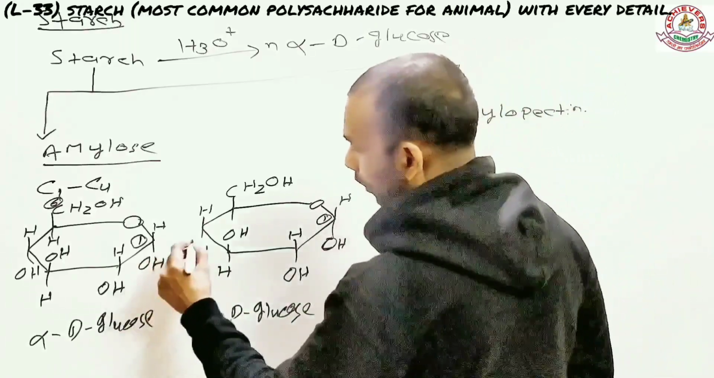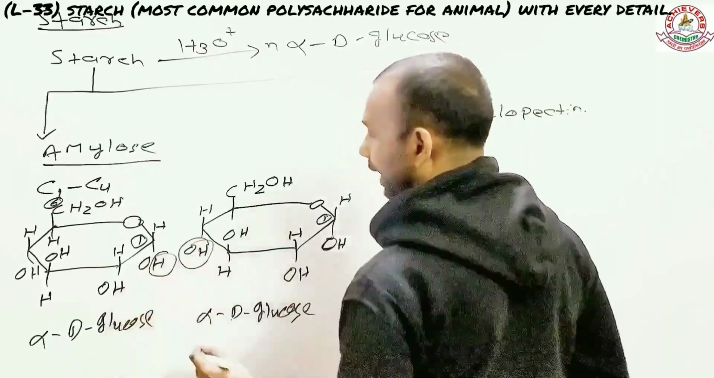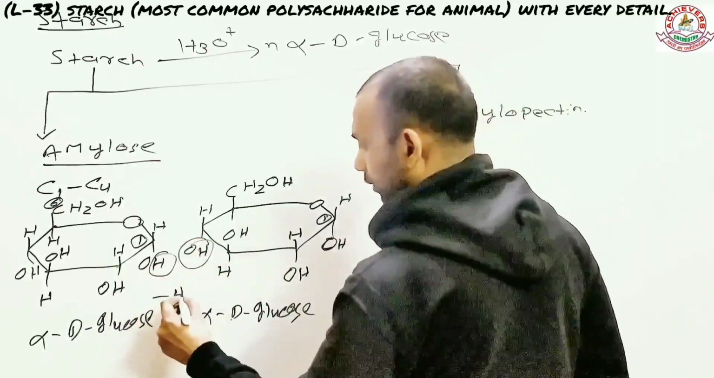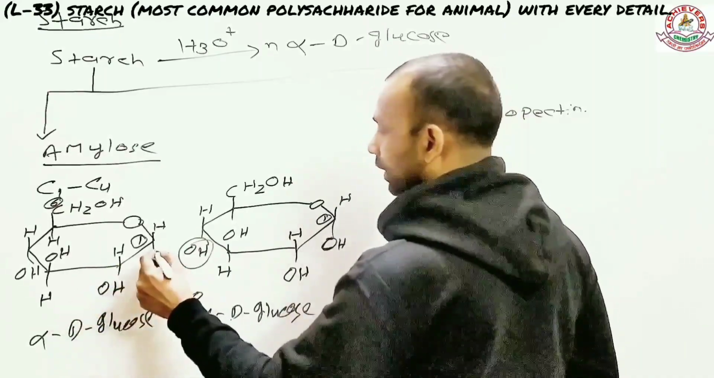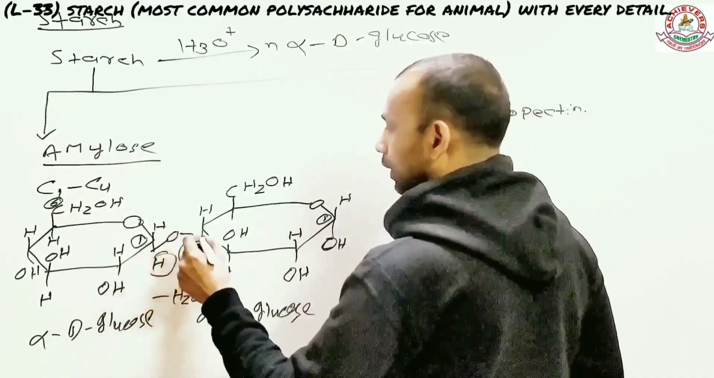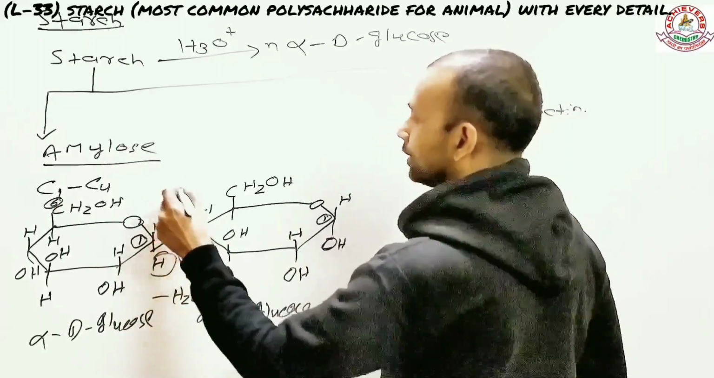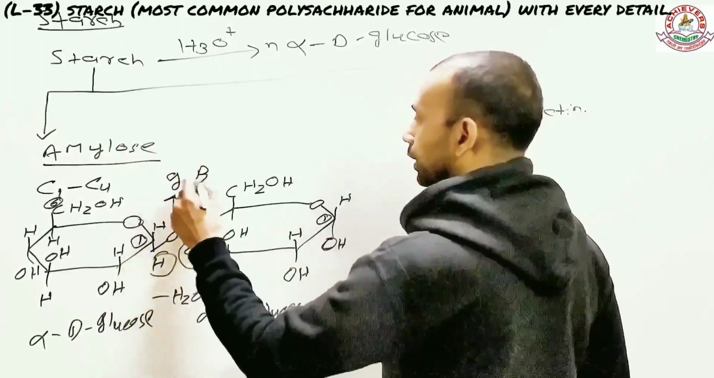One of the glucose using its OH, another one is using its H. So what happened? A water molecule comes out here, and this way it results in formation of a bond here, and this bond is your glycosidic bond. This is your glycosidic bond here, right?